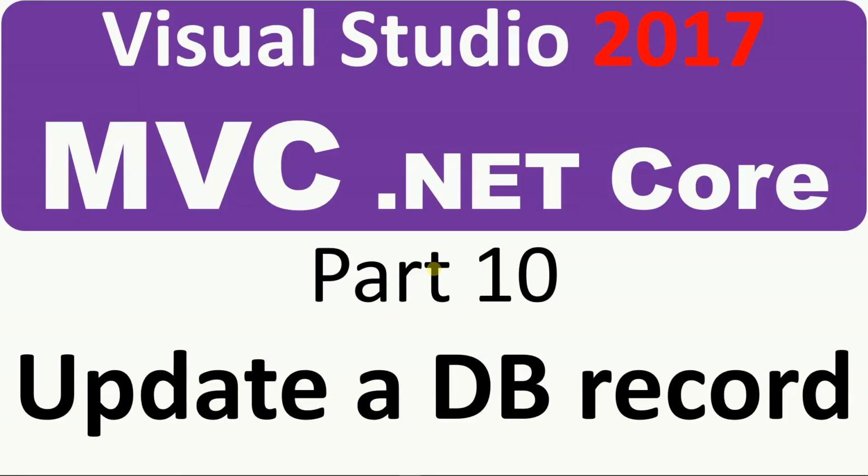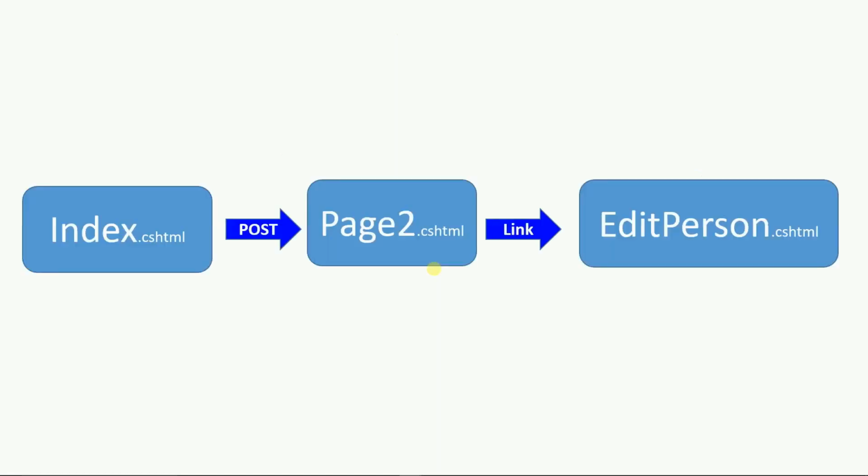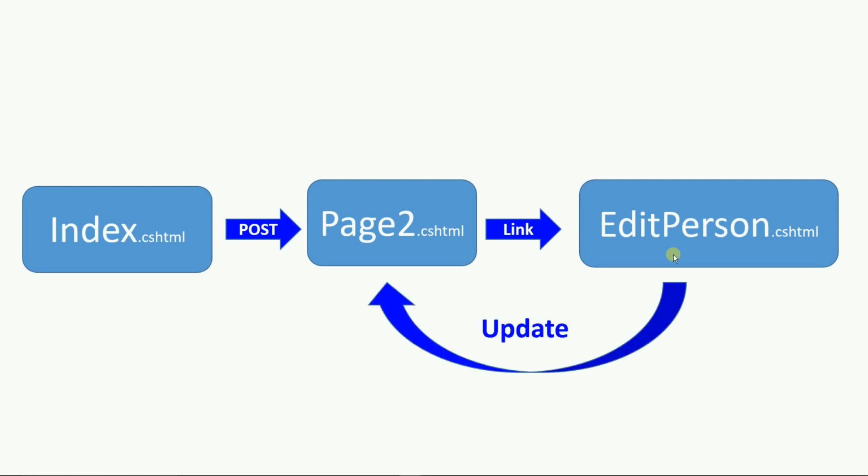Hello, in this video I'm going to show you how to update a record on a database. From the past video I had something like this: an index, a post to page 2, and then a link to edit person. But the edit person only collected information from the user. It did not actually update the database. So for this video I'm going to update the record on the database, and then I'm going to send the user back to page 2.